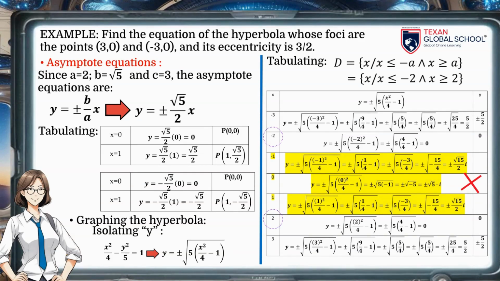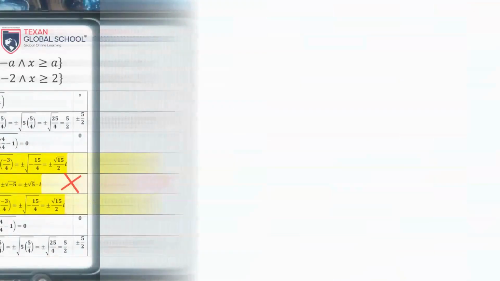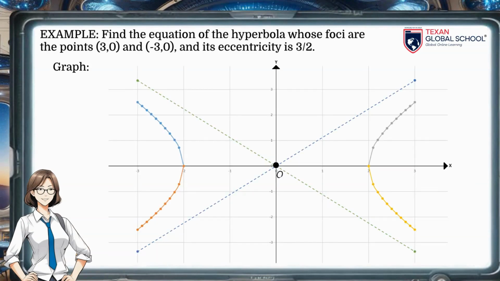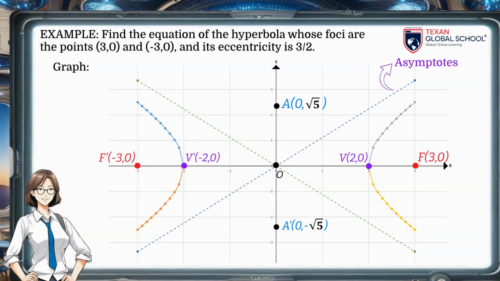So the domain is all those values less than negative 2 and greater than 2. Hence, obtain the tabulation and graph. So the ends are the vertices of the hyperbola according to the value of a equal to 2. If we substitute values of x outside the domain between the vertices, a complex number will result, indicating that there is no graph. In this way, we can see the complete behavior of the hyperbola with all its elements.